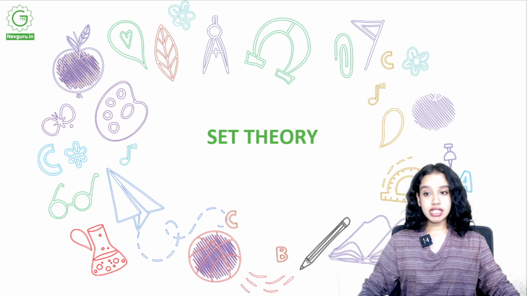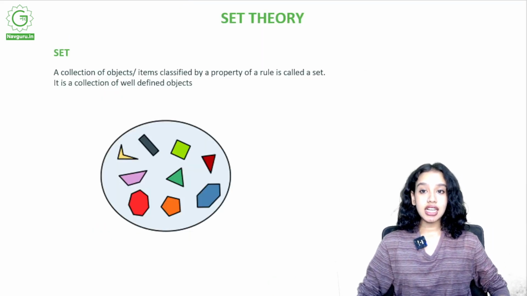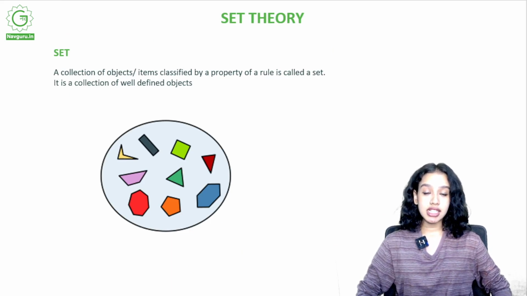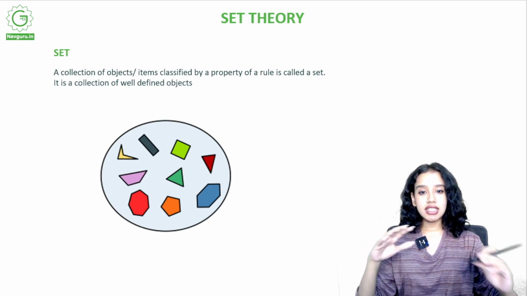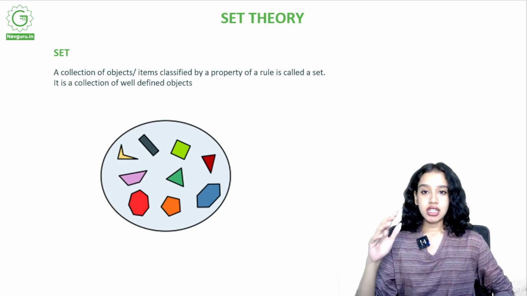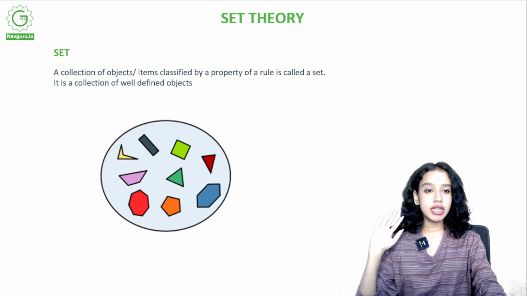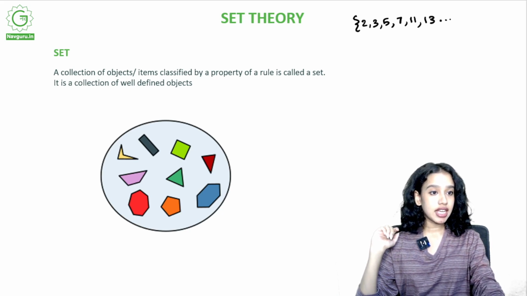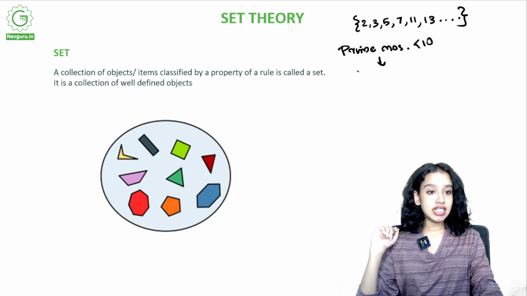Now, let's talk about sets. So what is a set? A collection of objects or items classified by a property or a rule is called a set. Or you could say a set is a collection of well-defined objects. Let's say I'm saying a set of prime numbers. What do we get? We get numbers like 2, 3, 5, 7, 11, 13. It just goes on, right? Now I'm saying prime numbers which are less than 10, right?